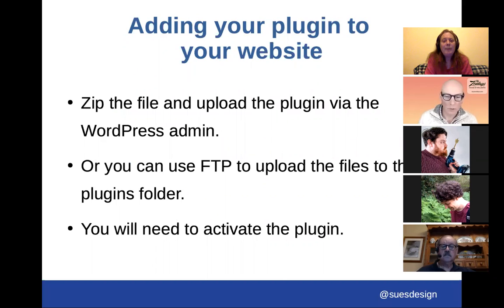So now that you've got some code, you'll need to zip up the file and upload the plugin via the WordPress admin, or you can use FTP to upload the files to the plugins folder, and you will then need to activate the plugin. We are going to see some examples of some fully built plugins, so you can get a bit more idea of what goes in the plugin.